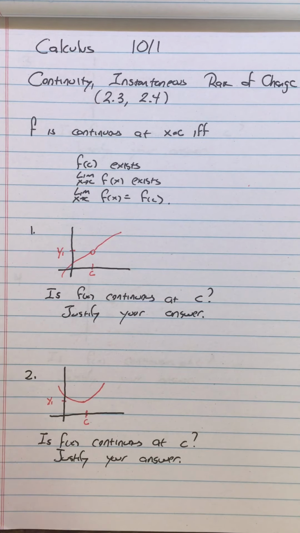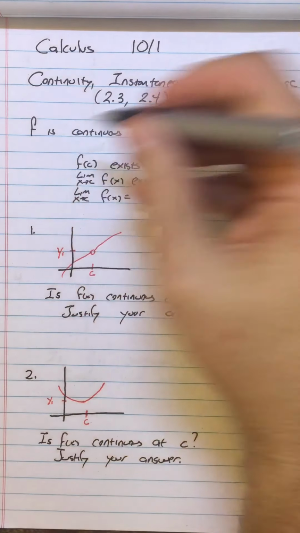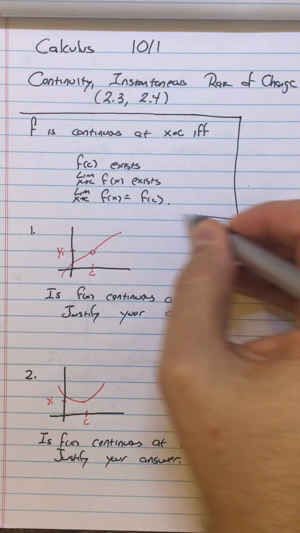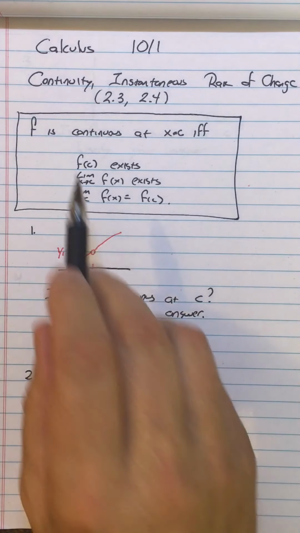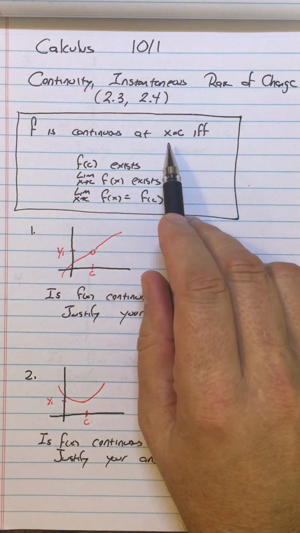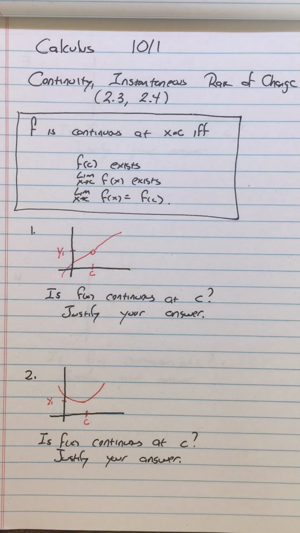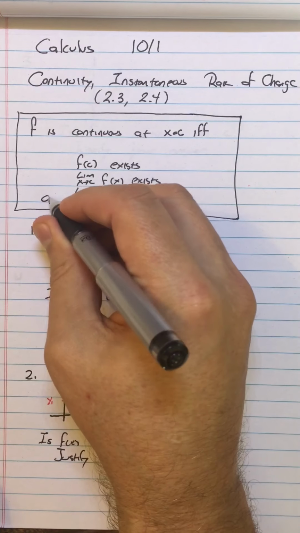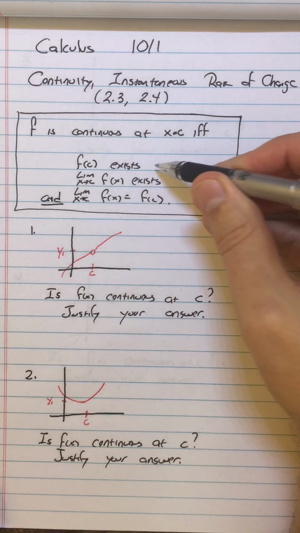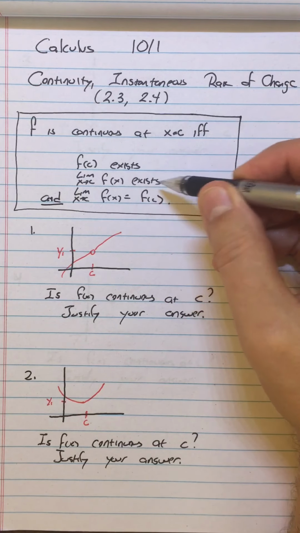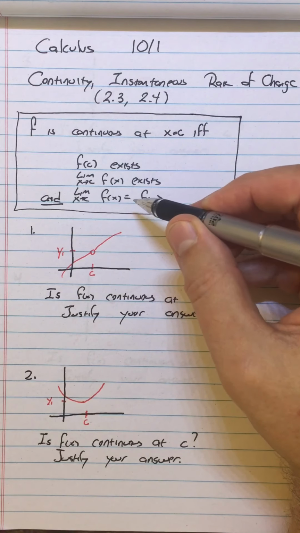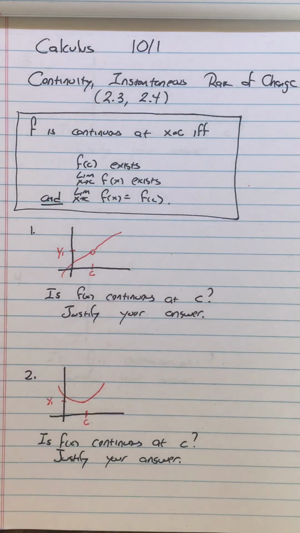All right, so here's the definition. This is the main thing you want to know about continuity. We say a function f is continuous at the point x equals c if and only if these three things have to all be true. All right, so this is an and. f of c exists, the limit as x approaches c of f of x exists, and the limit as x approaches c of f of x equals f of c. And these are the ideas that you are going to use to justify that a function is continuous.